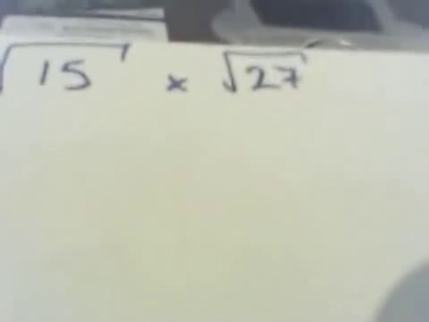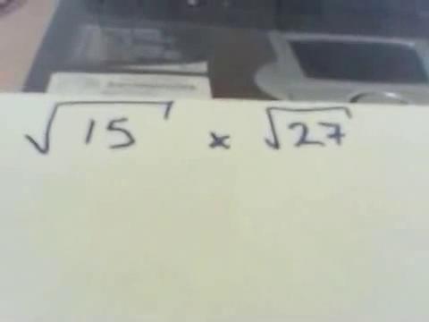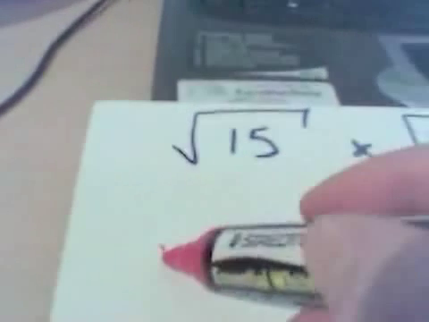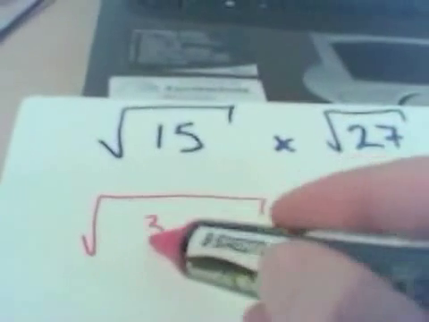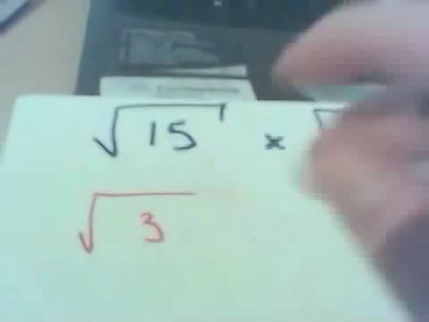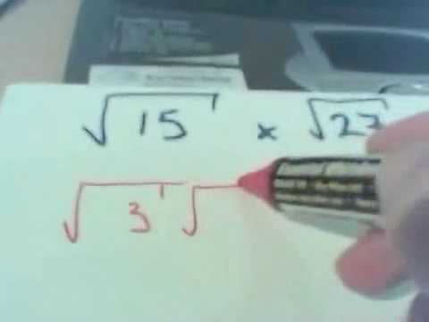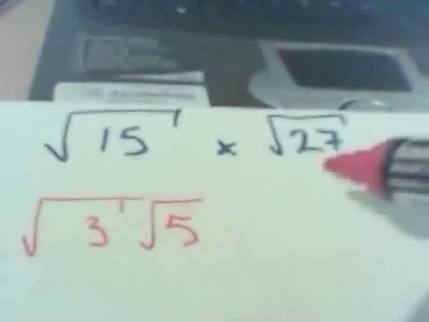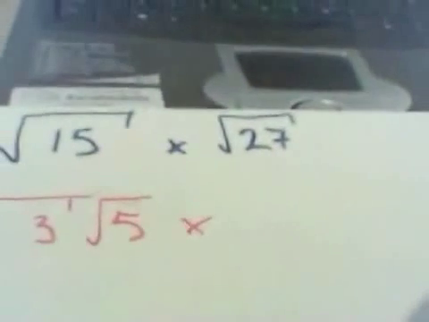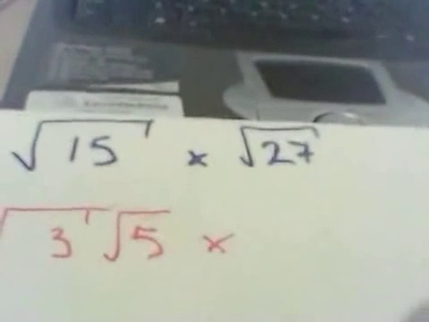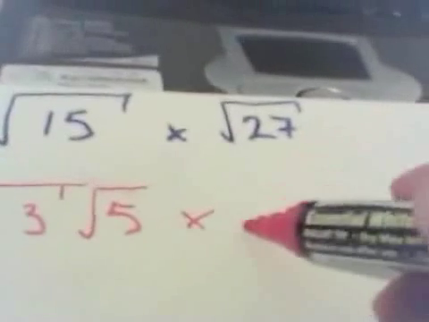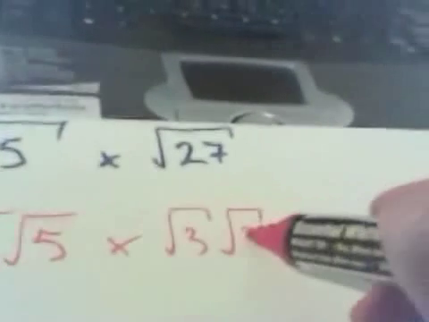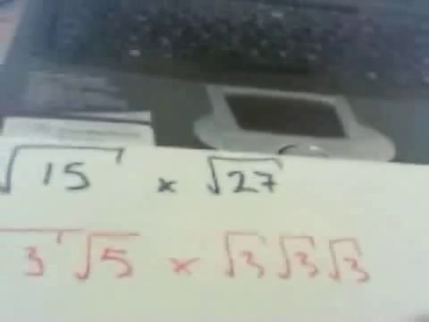Okay, we're going to multiply these two together, but before we do that I'm going to break them down to try to make life simpler in the long run. So if I break down root 15, that's root 3 times root 5. So I'm going to put root 3 root 5. 27 is 3 times 3 times 3. So that's root 3, root 3, root 3.